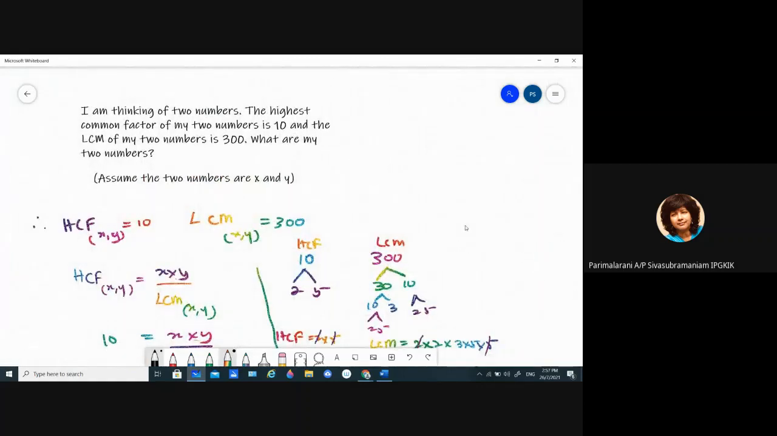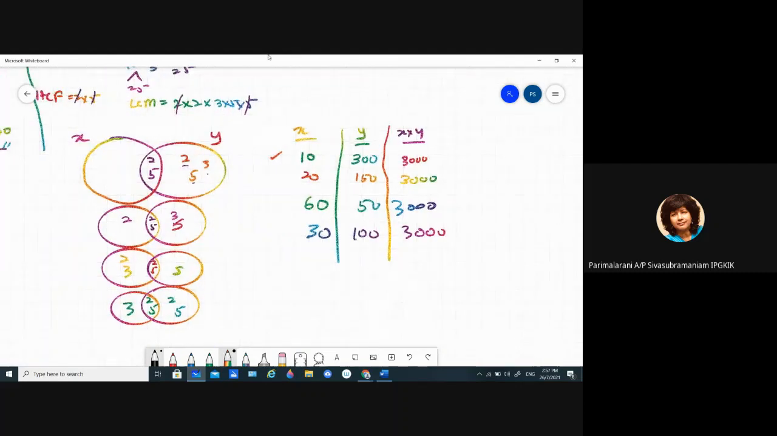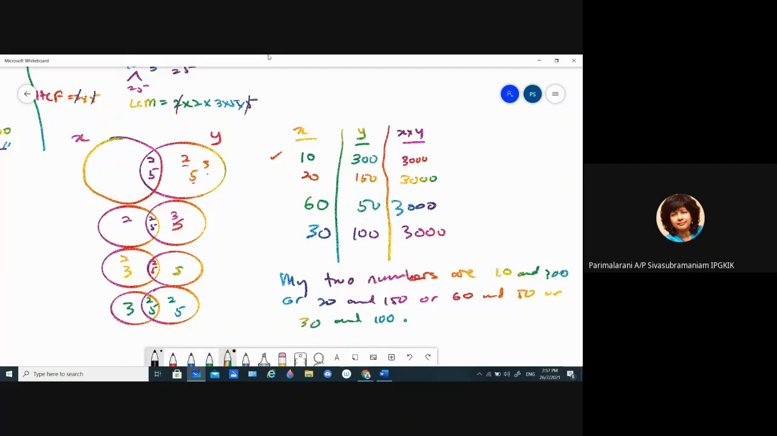So finally our answer, you need to write it down. What are my two numbers? My two numbers are 10 and 300, or 20 and 150, or 60 and 50, or 30 and 100. So there are so many possibilities.